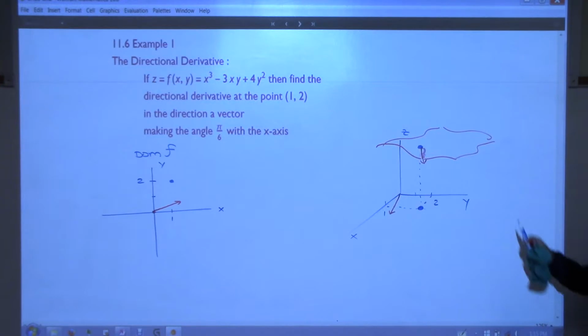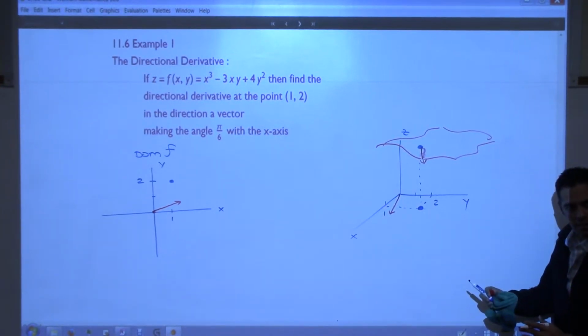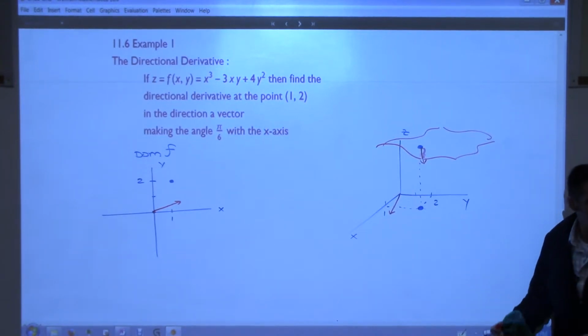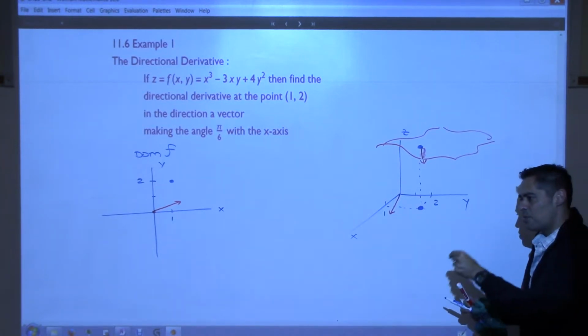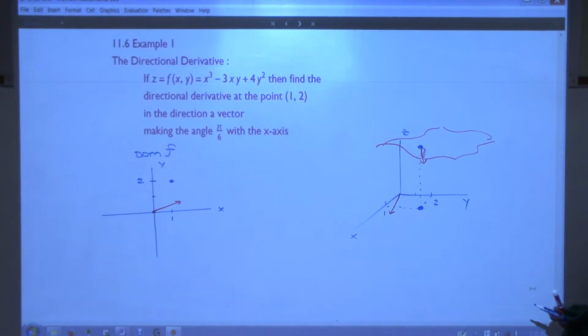And just imagine if I'm standing there pointing in that direction, and I take a step, right? Am I going up or down? If I'm going up, by how much? If I'm going down, by how much? And that's what this derivative represents. It's an instantaneous rate of change at that point on the surface. Yeah? Okay. So it's a directional derivative.